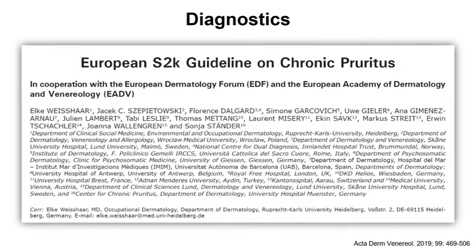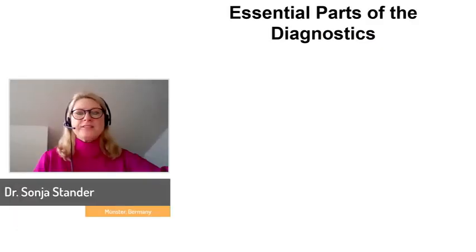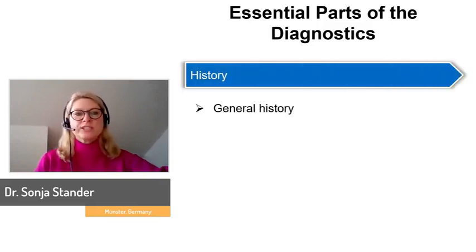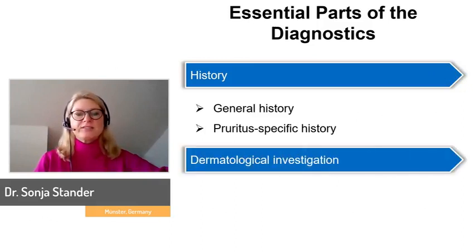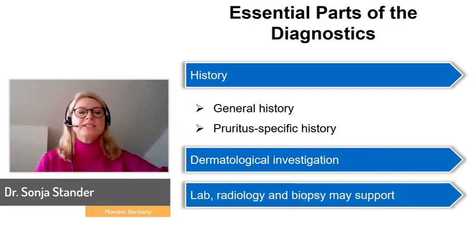Yeah, what can we do for diagnostics? And here, fortunately, we have a guideline, an S2K guideline on chronic pruritus. It's published in Acta Dermatovenerologica, and it's open access, so you can get there. And here the diagnostics is thoroughly described. And of course, we need the general history, we need pruritus-specific history, we need the dermatological investigation, and then maybe we need laboratory and radiological investigations and a skin biopsy.